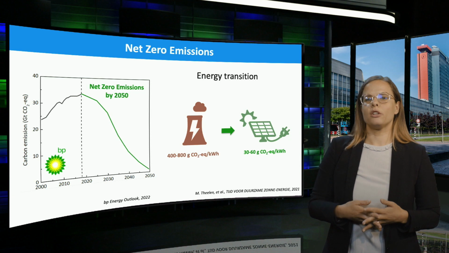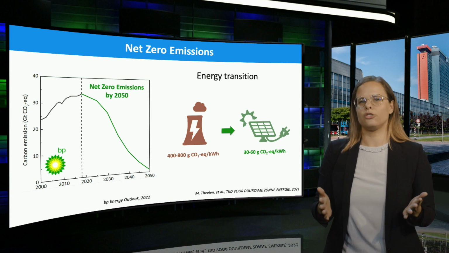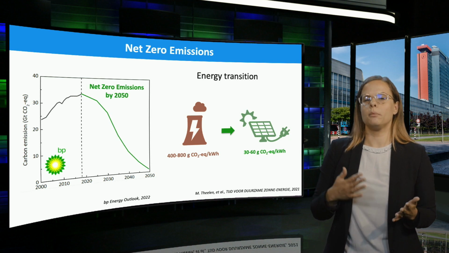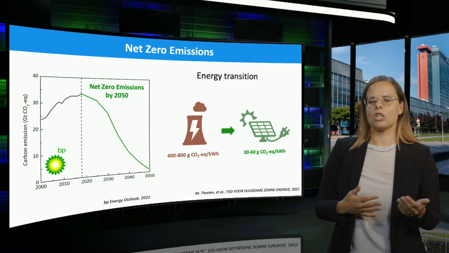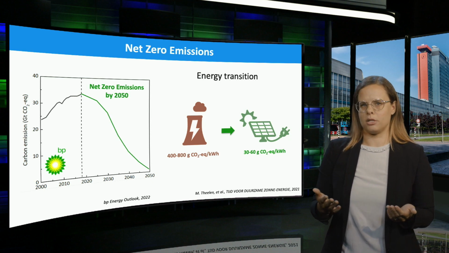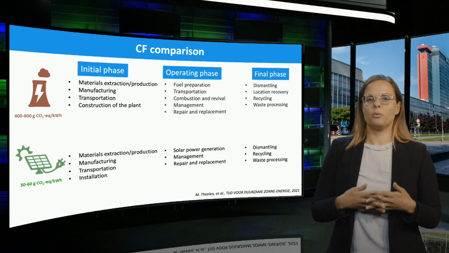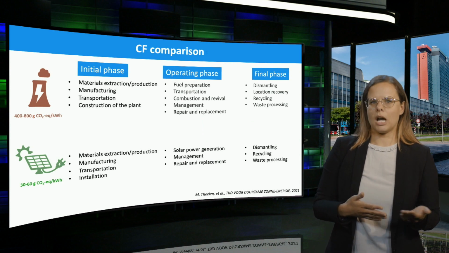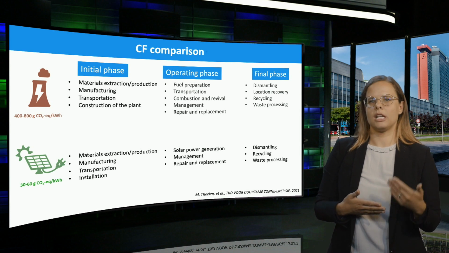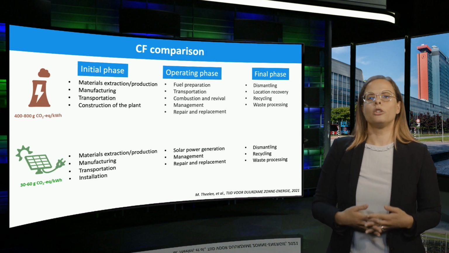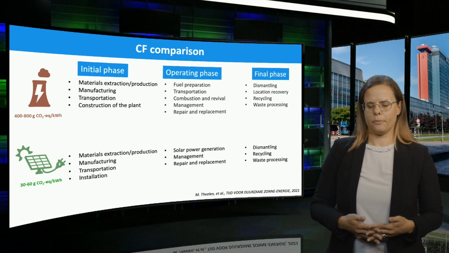The carbon footprint for fossil fuel-based electricity is around 400 to 800 grams CO2 equivalent per kilowatt hour, while that of PV electricity is only around 30 to 60 grams CO2 equivalent per kilowatt hour. The above carbon footprint values are obtained from a life cycle assessment, which will be discussed in a later video. Here we can make a robust comparison between the two energy scenarios.